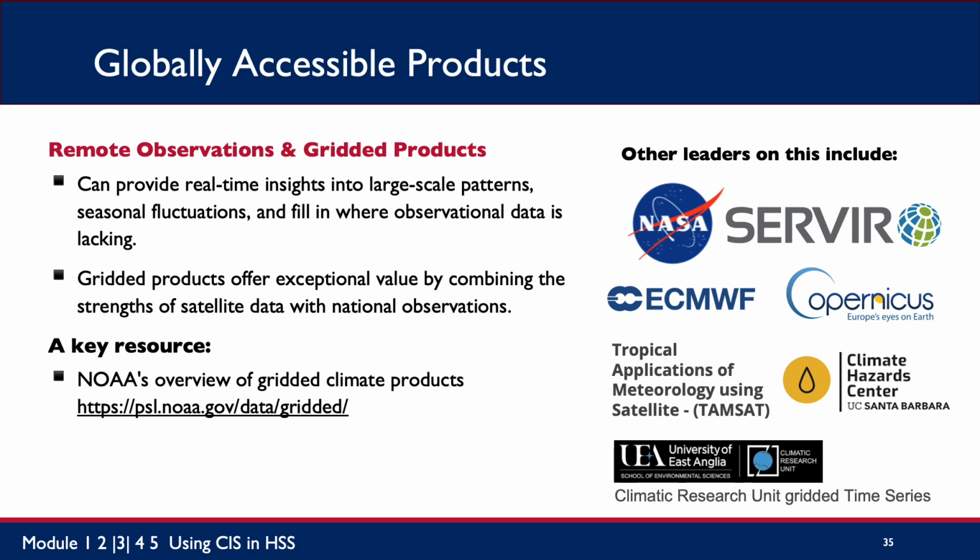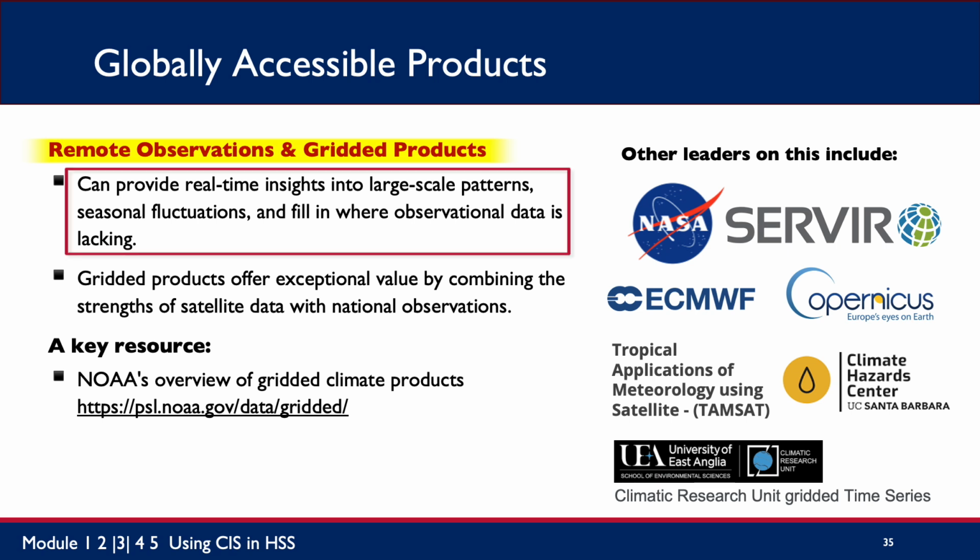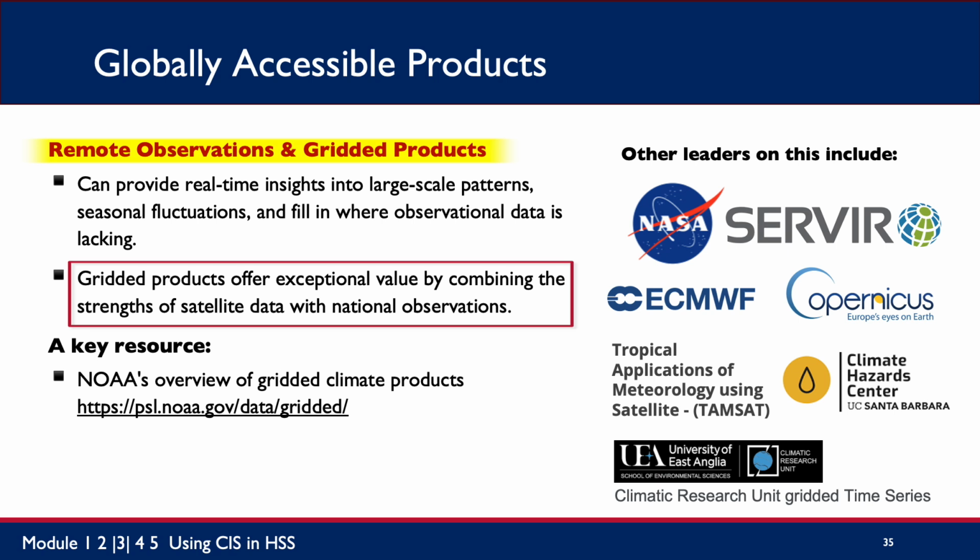In addition to climate models, remote sensing and gridded data products offer powerful tools for health decision-making. Let's break down their value. Real-time insights. Remote sensing reveals large-scale climate patterns and seasonal changes in real time. This is particularly helpful in areas where ground-based observation networks are limited. The power of combination. Gridded products merge the strengths of satellite data with national observations. This creates a more accurate and nuanced picture of local conditions.